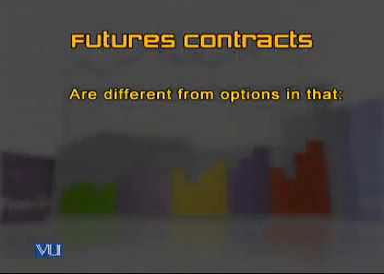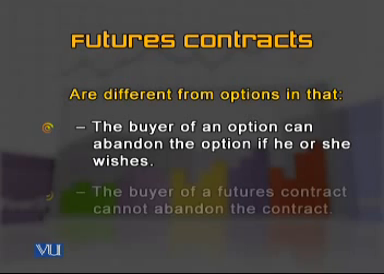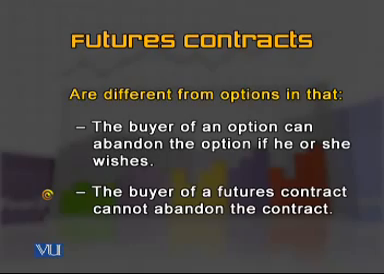But futures are different from options. You remember how different they are from options. Both being derivatives, the difference is that the buyer of an option can abandon, please focus on the word abandon, the option if he or she desires so. The buyer of a futures contract, on the other hand, cannot abandon the contract. He has to go all the way. He has to complete the contract. The futures contract has to be executed. An options contract can be abandoned. That is the major difference between a futures contract and an options contract.